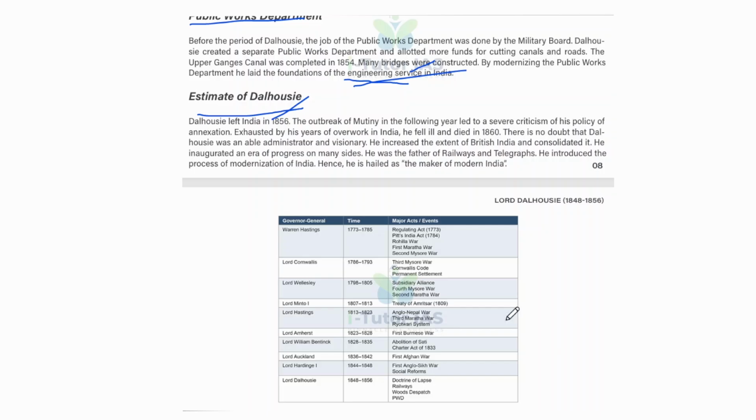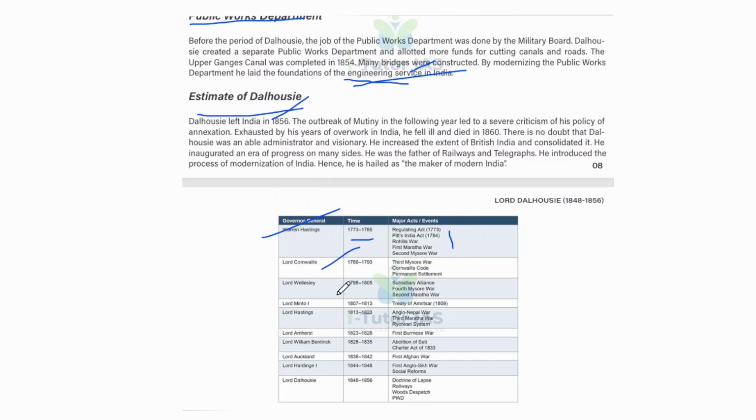So far we discussed Warren Hastings as a governor general. The time period is 1773 to 1784. The major events are the Regulating Act, Pitt's India Act, Rohilla War, First Maratha War, and Second Mysore War. Please refer to those videos also. These are the contributions and major acts of Warren Hastings.